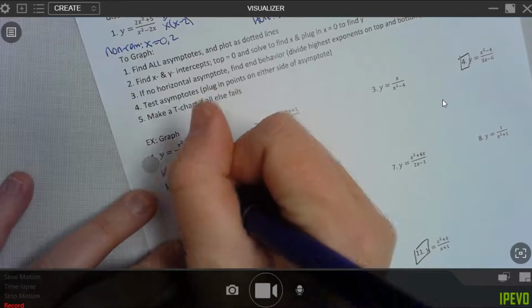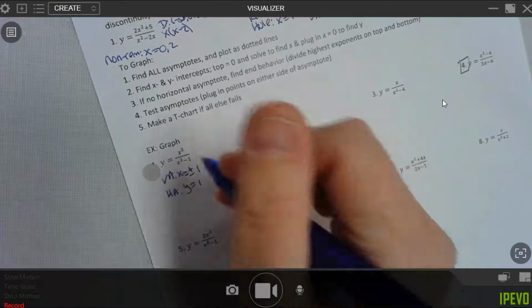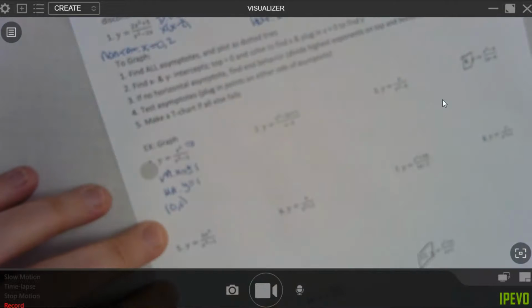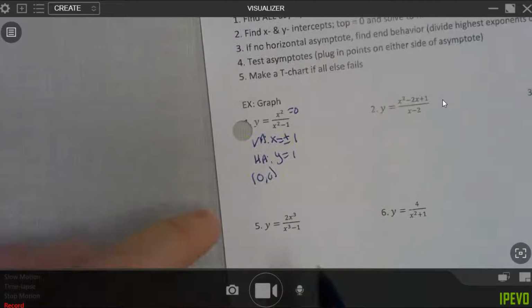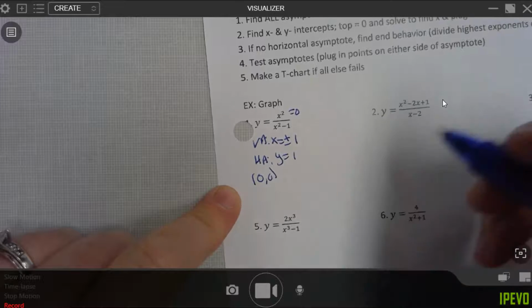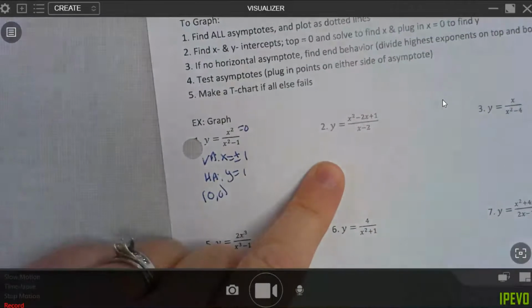Horizontal, I'm going to follow my rules, so that gives me 1. My x-intercept is set the top equal to 0, so I get 0, 0. Remember, if your x-intercept is 0, 0, sorry, I don't know why it keeps losing focus. I think the thing just hates me today. So you get 0, 0. So I'm going to go ahead and find it for number 2 also, and then we'll bring over our paper.